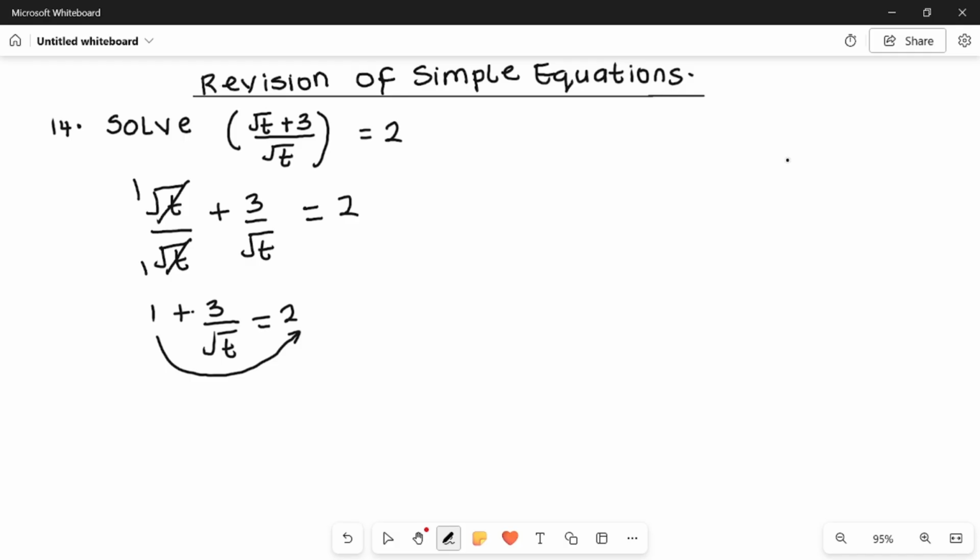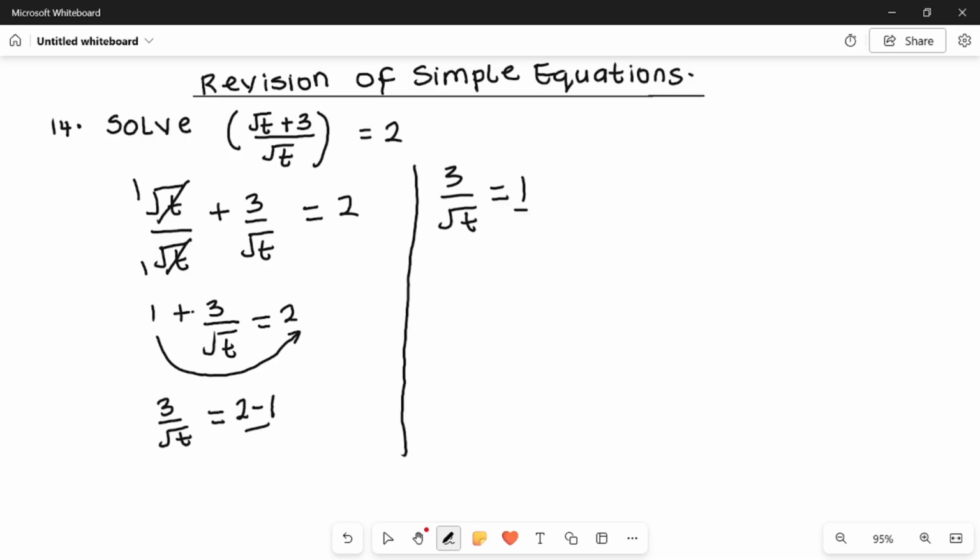So we'll have that 3 over root t is equal to 2 minus 1, right? Let me write it here. We'll have that 3 over root t is equal to 2 minus 1, which will give us 1. So now you can cross multiply.